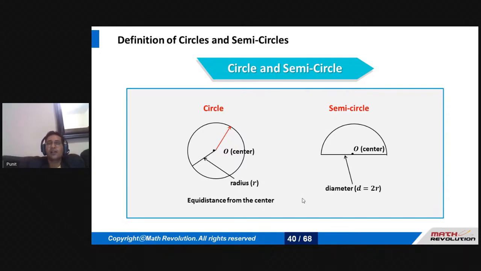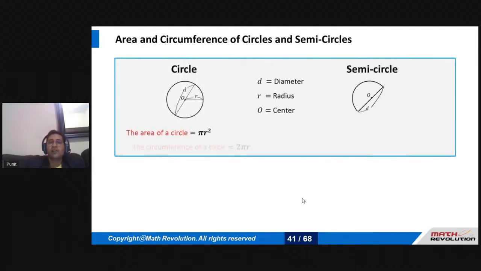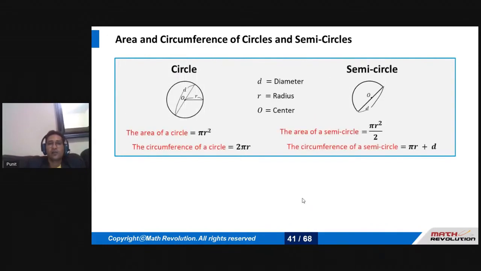The semicircle is half of the circle. So we have a diameter D, which is 2R, and a center O. Then how do we write the areas and circumference of the circle and semicircle? We deal with three particular letters: D equals diameter, R is radius, O is center.